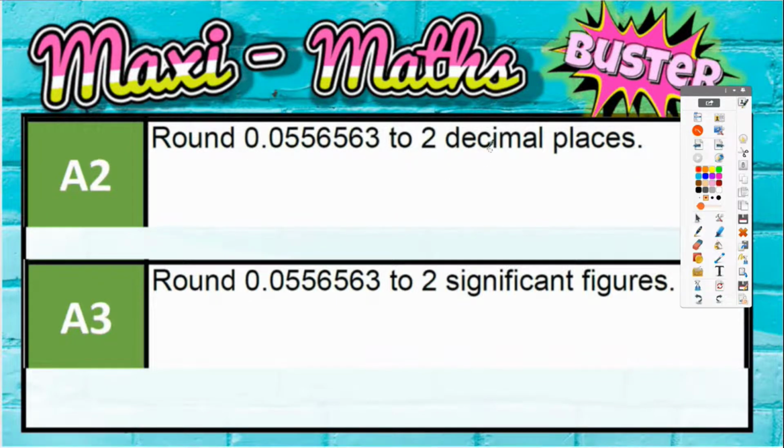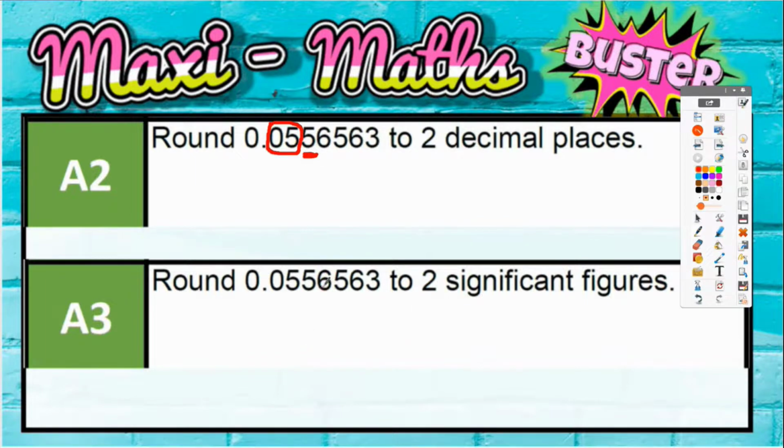When you're rounding to 2 decimal places, you need to be focused on the first 2 digits after the decimal point, which in this case is 0 and 5. It is the third digit which will affect what happens to those 2 digits. So I always say to people, circle the 2 digits, but then underline the next digit.